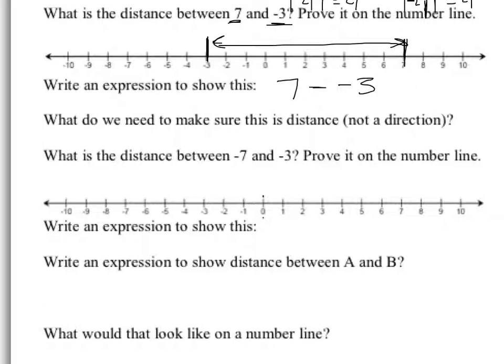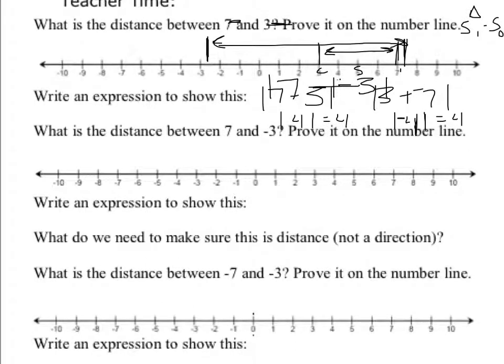Absolute value symbol. So I'm going to put this in absolute value. Now going back to what Aaliyah G said, is that when we've got this, we're going to go ahead and switch it in order to do the math. And that's going to give me 7 plus 3.